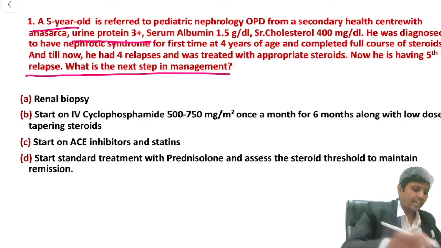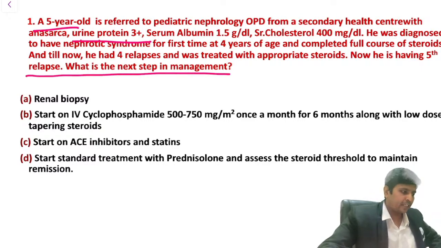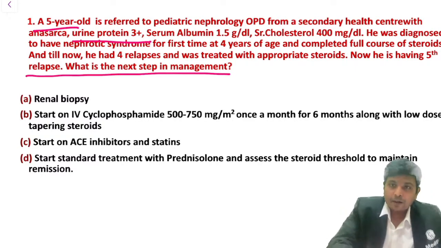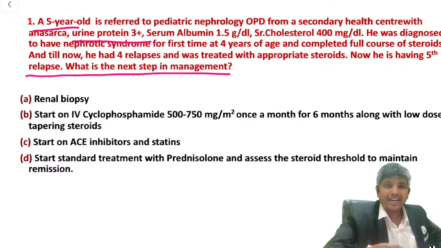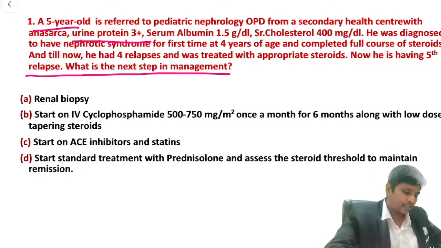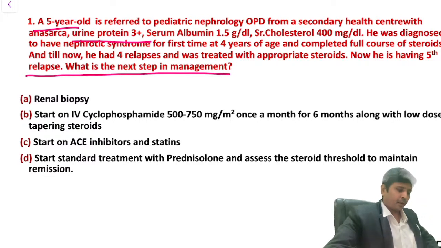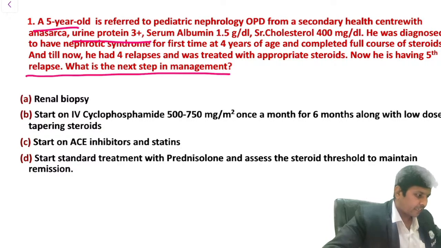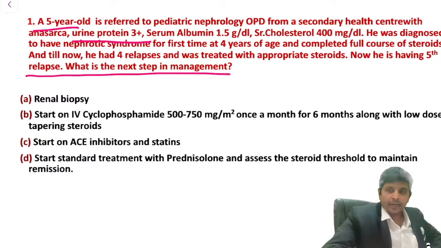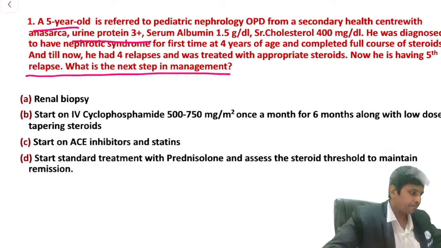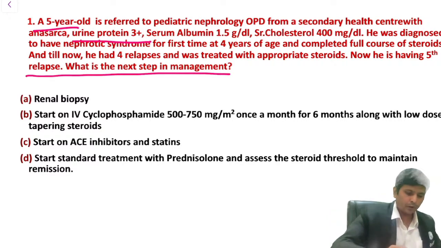What is the next step of management? Do I need to do renal biopsy? Second choice, start IV cyclophosphamide 500 milligram per meter squared once a month for 6 months along with the low dose tapering steroids. Start on ACE inhibitors and statin. Start standard treatment prednisolone and assess the steroid threshold to maintain the remission. Can you tell me among this which choice is correct? What is the answer? So let me go.